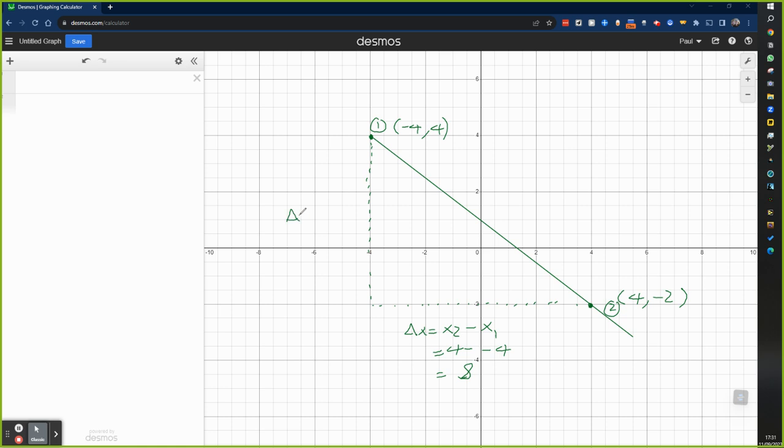Then the change in the y is the second y value minus the first y value, which is -2 minus 4. Now, it's important that we do it the right way around. If I do x2 minus x1, I've got to do y2 minus y1, and that will make sure that I get the right sign. Otherwise, I get a negative or a positive gradient. I want to make sure I get the right one, otherwise I won't get an accurate answer. So -2 minus 4 is going to give me -6.